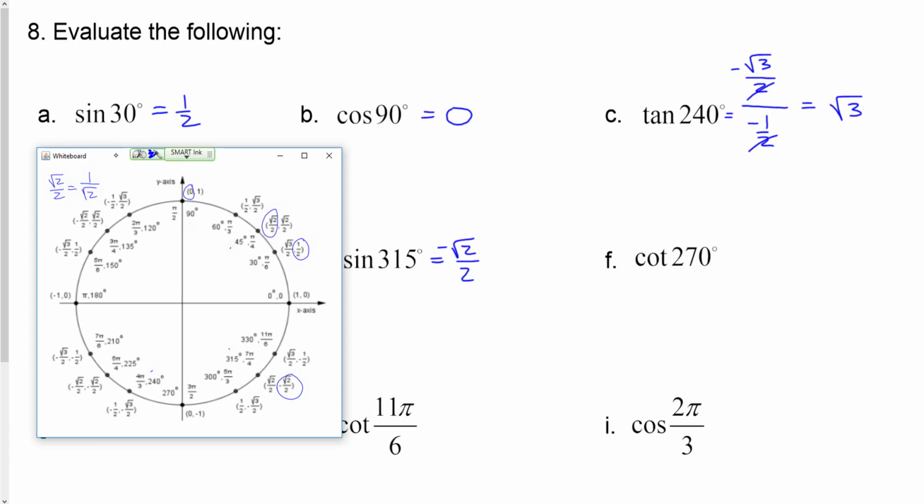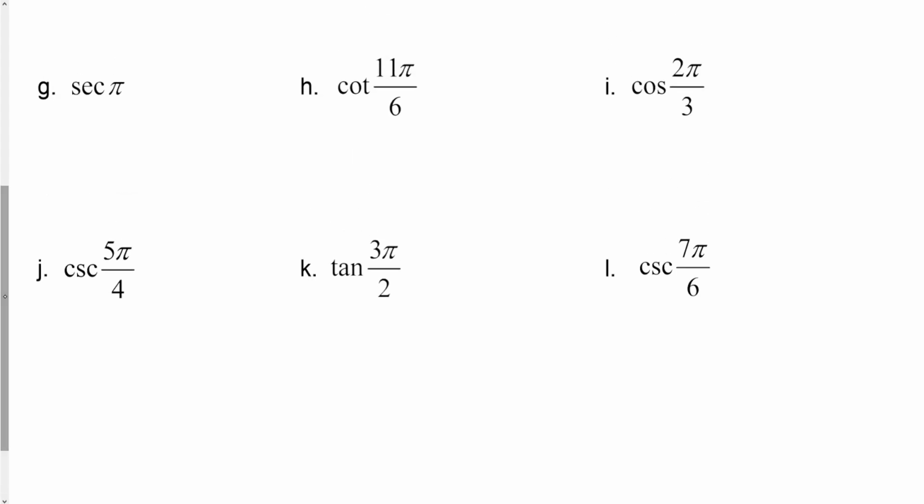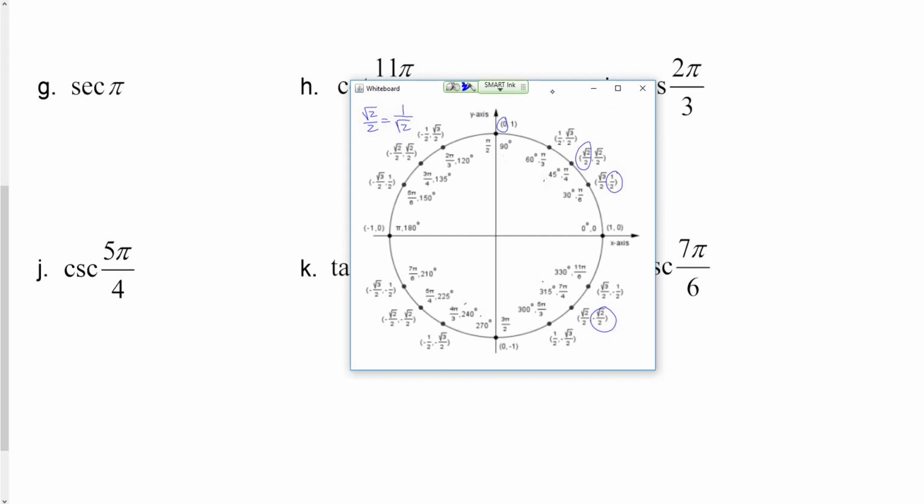Cotangent 270, there's 270. Cotangent is x over y. So the x is 0 and the y is -1. So that's just 0 in this case. Then the next few here, secant of pi, pi is there. Secant is related to the cosine, which is the x-coordinate, so it's 1 over -1, or just -1.